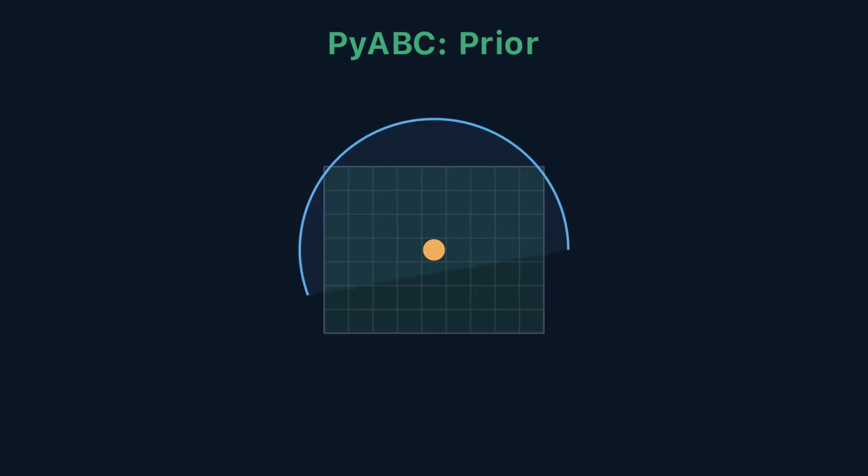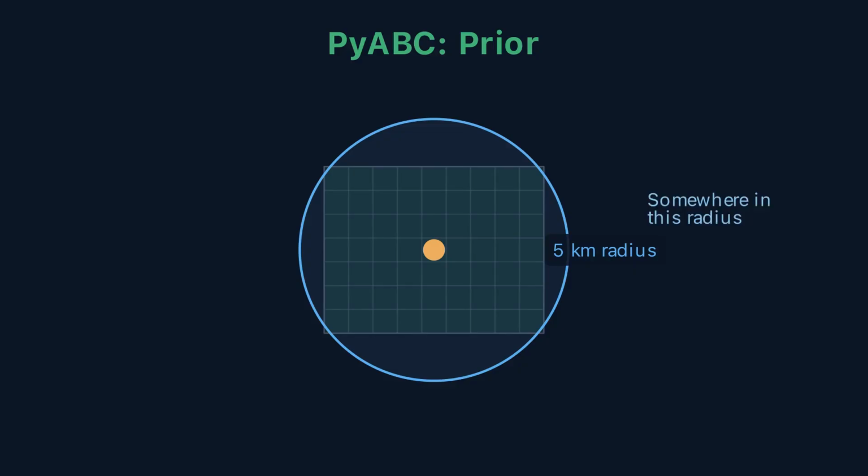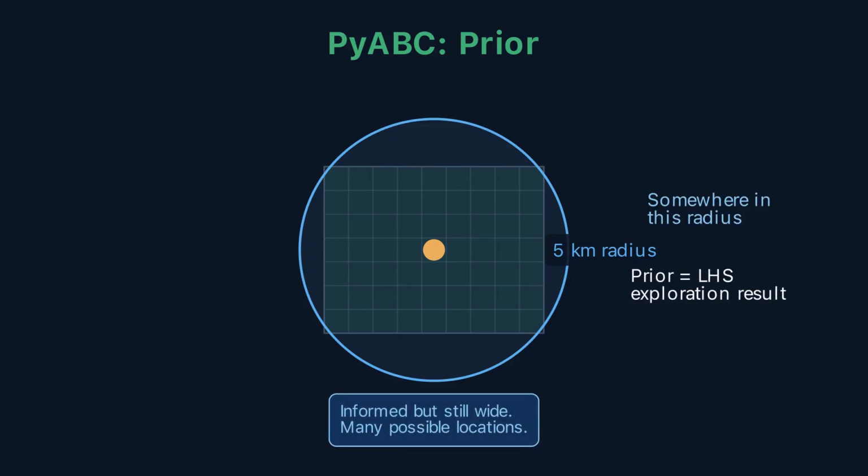Based on the LHS exploration, sensitivity analysis and virtual population, the hiker is somewhere within this 5-kilometer radius, most likely near water, weighted toward trails. This circle is the prior distribution. It's informed but still wide. Many valleys, many possible locations.